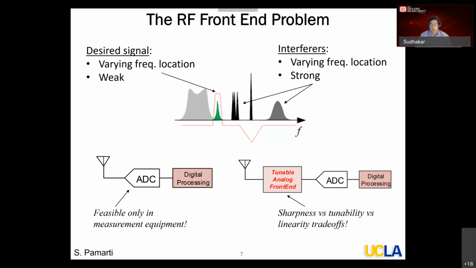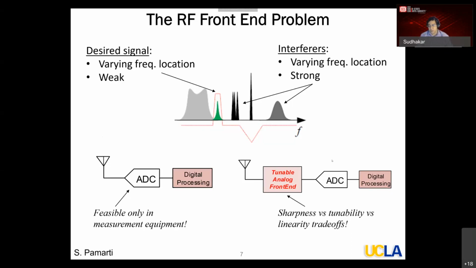Okay. Now, you ask the comm theory people, their solution is, it's not a problem. Just throw in a very, very good ADC right at the antenna. And they have even given it a name. They call it a software-defined radio. For those of us who are building circuits, we know that, well, that's possible as of today only in measurement equipment. That kind of an ADC which can handle up to a few gigahertz of bandwidth and hundreds of dB of dynamic range is simply not practical in the form factor of a small smartphone or so today.